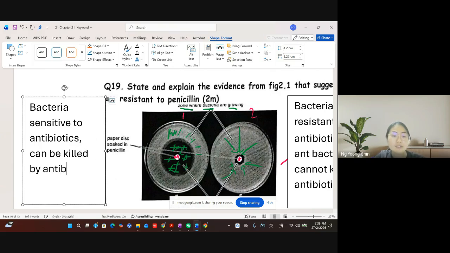And one thing, whenever the question asks about how the antibiotic resistant bacteria are developed, what kind of process is it? Is it from artificial selection or natural selection? Which one? How are antibiotic resistant bacteria produced? From artificial selection or natural selection? Which one?